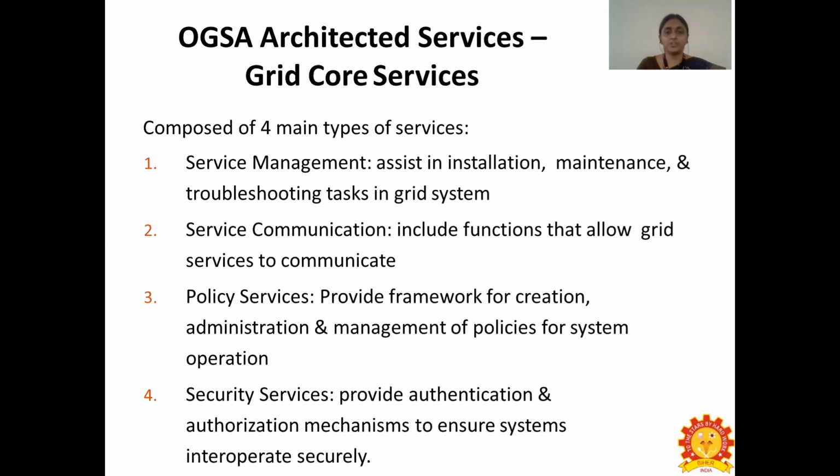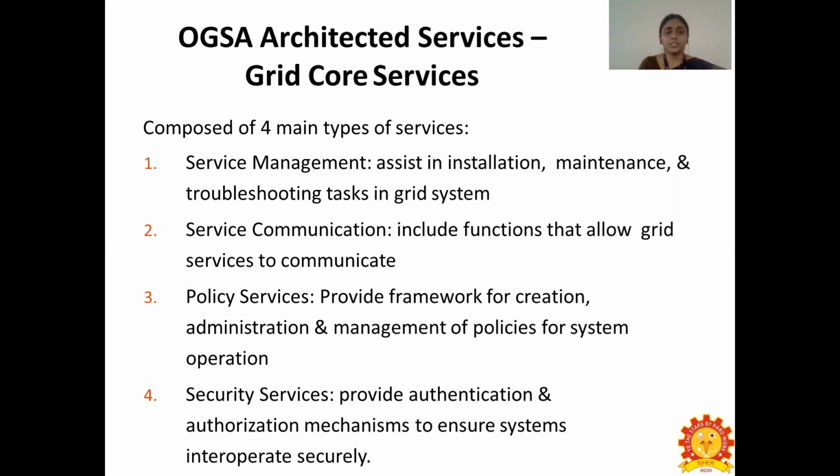The first one is service management, which assists in installation, maintenance, and troubleshooting of the different tasks which are distributed in the grid system. Each and every task that needs to be installed with any tools, maintained or debugged, that is troubleshooting every individual task in a distributed framework in the grid system, needs to be managed. The second type of service is service communication, which includes the functions that allow the grid services to communicate. This type of service is mainly responsible for transferring information from one network to another network in grid computing.